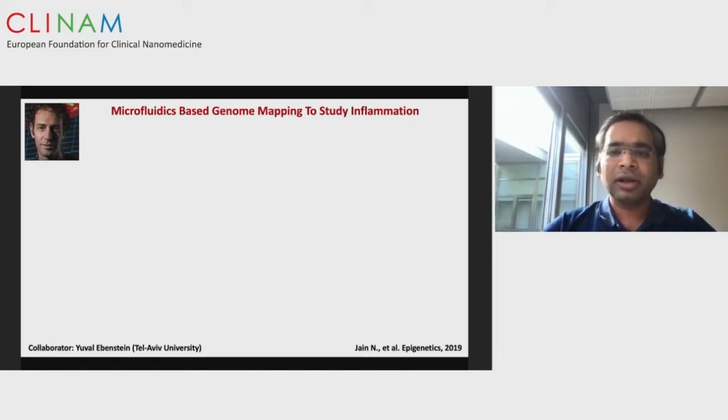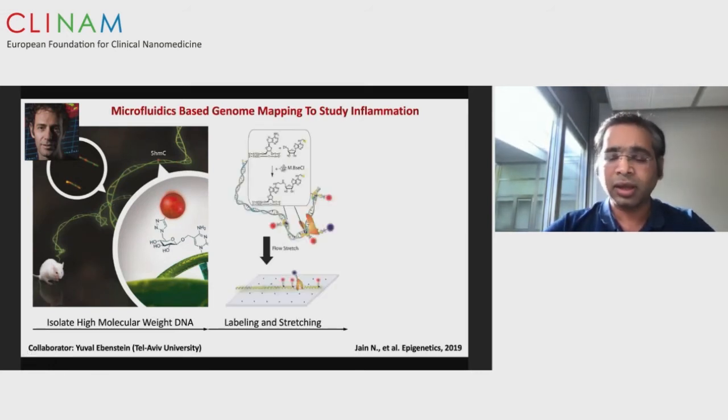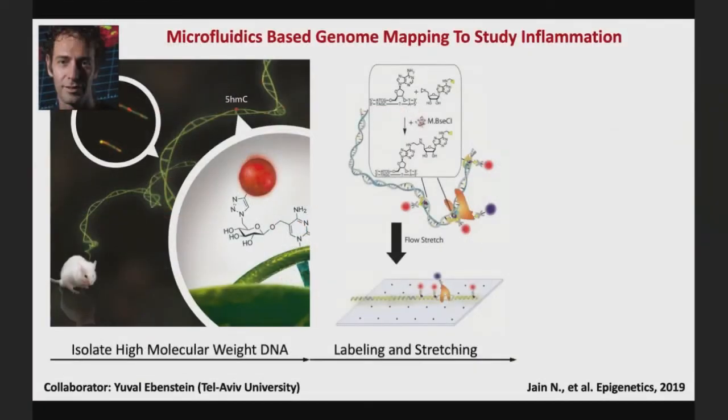I won't get into the detail of the technique, but the technique involves isolating long strands of DNA from the tissue or the cells of your interest from any organism, mouse or human. By using specific DNA methyltransferases and modified nucleoside analogs, we can specifically fluorescently label each and every 5-mC or 5-hmC or these DNA epigenetic sites.